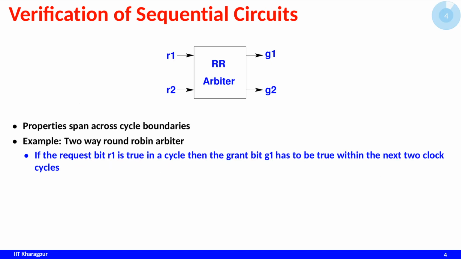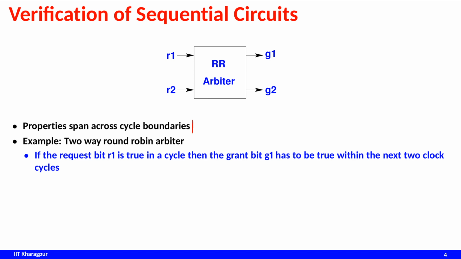Now when we go for a sequential circuit, most of the practical circuits are actually sequential circuits, and the automotive system example that we have seen is also a sequential circuit, because it depends on the previous state and so on and so forth. So when we specify the properties, they basically span across cycle boundaries. That is one of the major challenges.